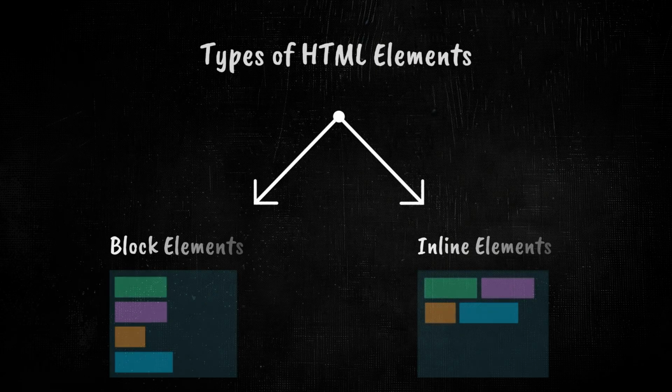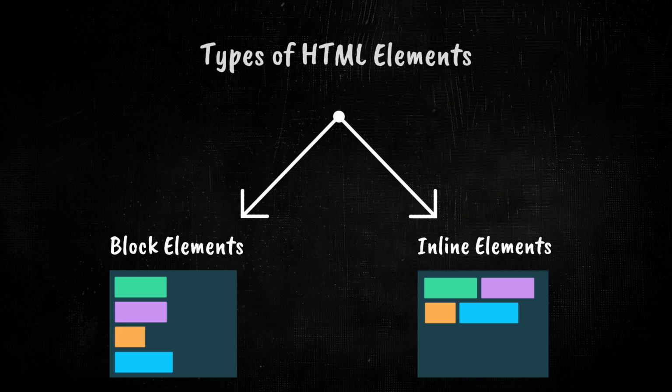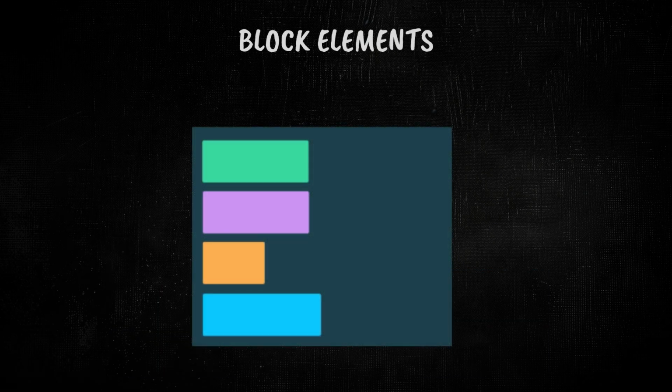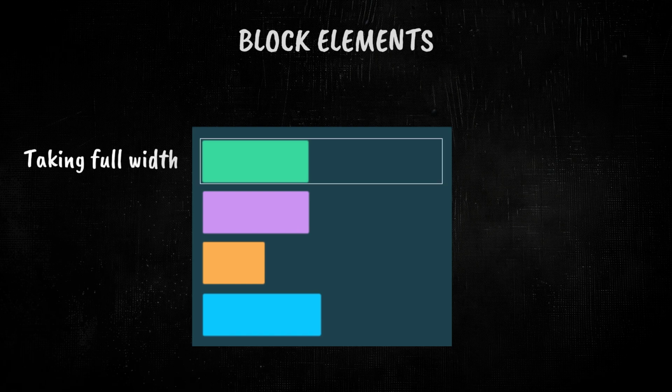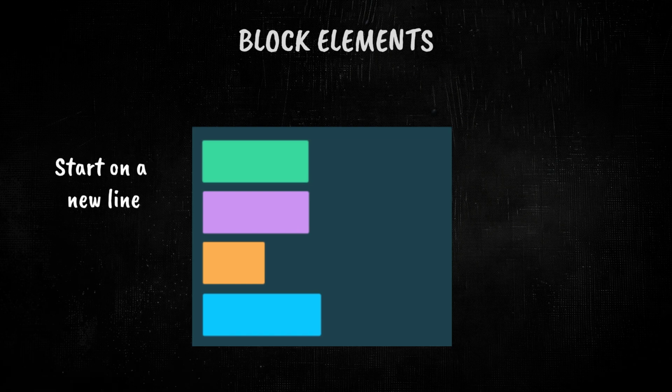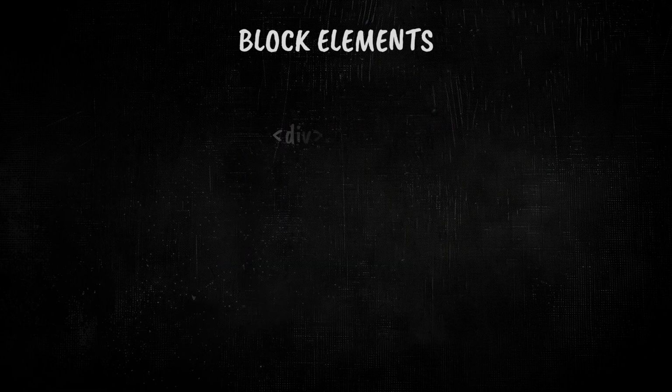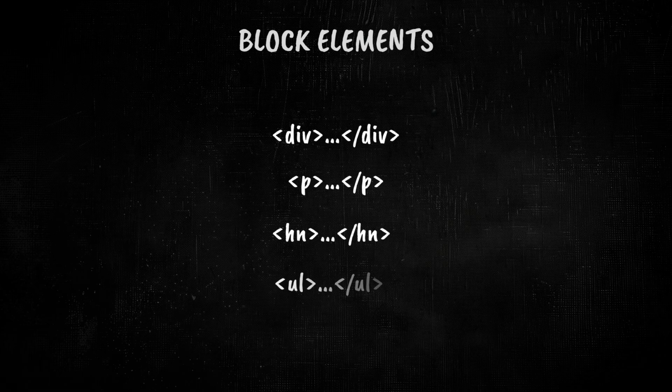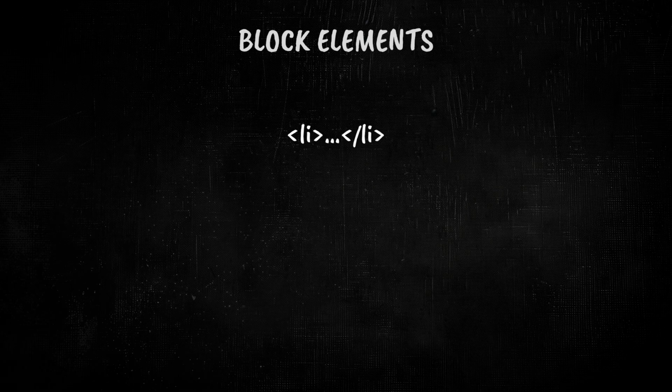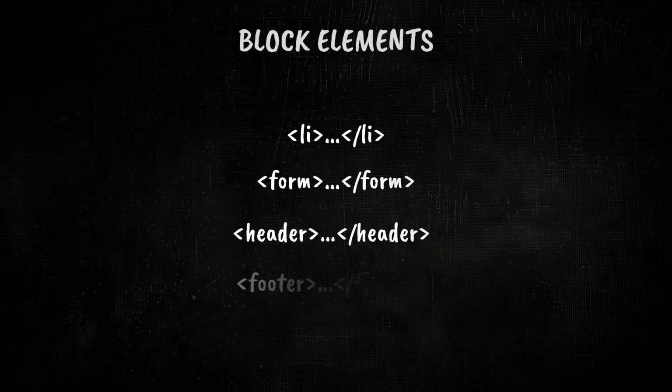There are two big types, block level and inline elements. So let's break them down. You can think of block elements like a big box. They take up the full width of the page even if they don't need to. They start on a new line, like pressing enter on your keyboard. Great for structure and layout. If I talk about examples, then div, paragraph, h1, ul, ol, list items, form, header, kind of things.